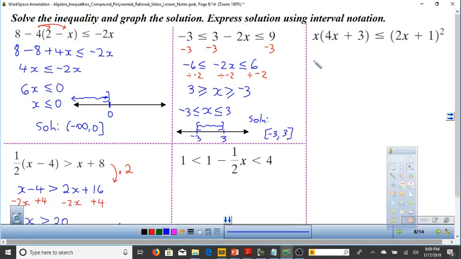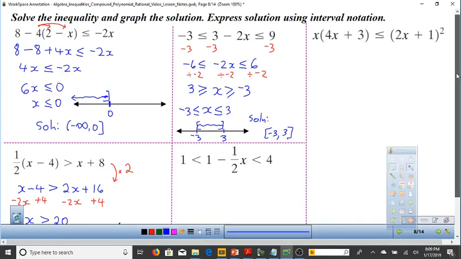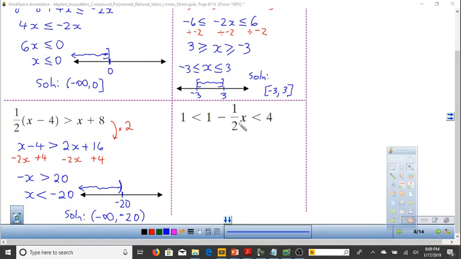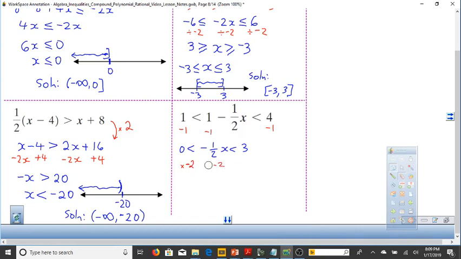Let's continue here. Down below we have another inequality to solve. So I'm going to subtract 1 from all parts, and that leaves us with 0, which is less than negative half x, which is less than positive 3. Then I multiply all parts by negative 2 so I can cancel the half. This is not x minus 2, it's multiplied by negative 2.